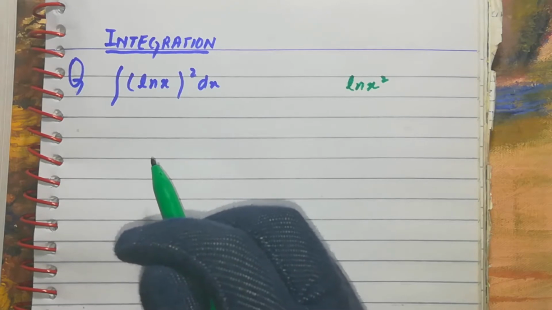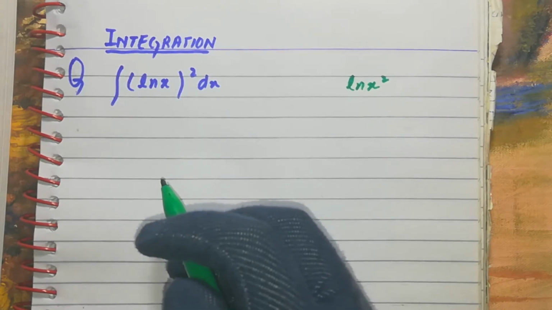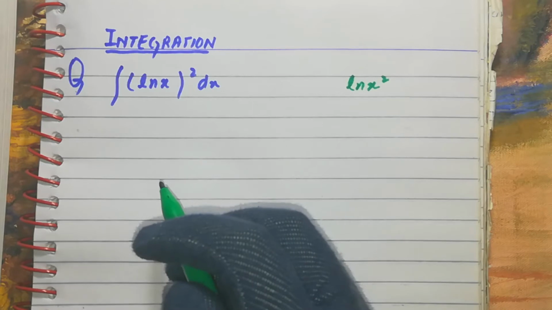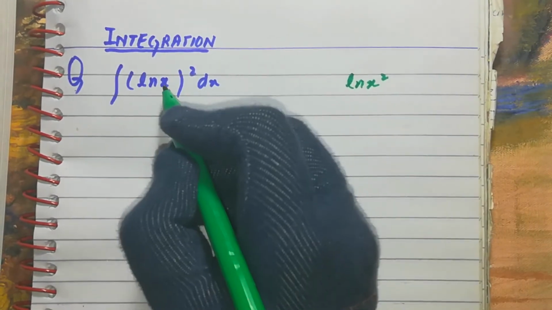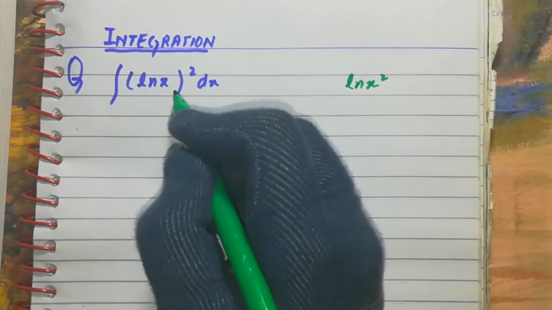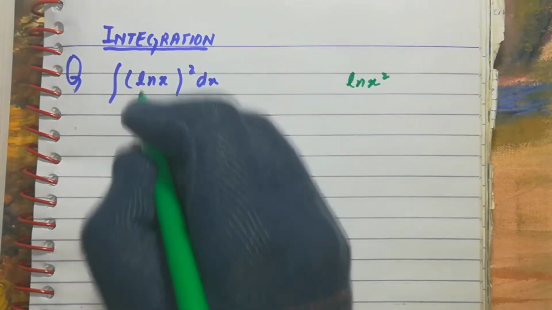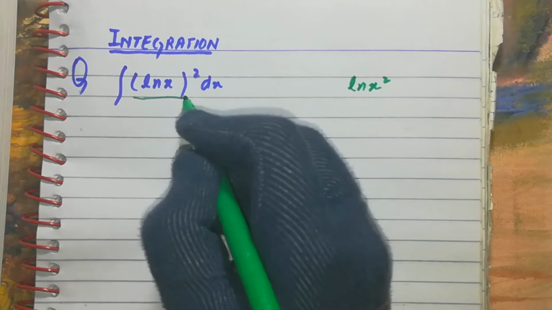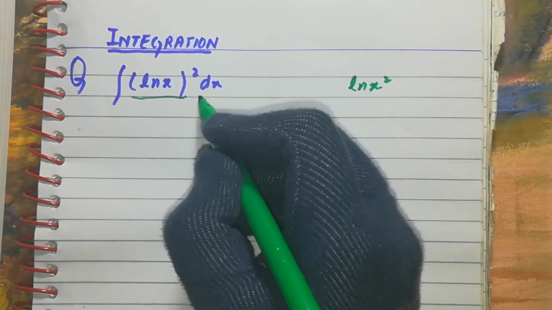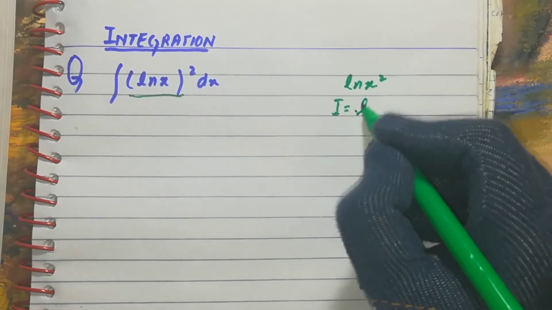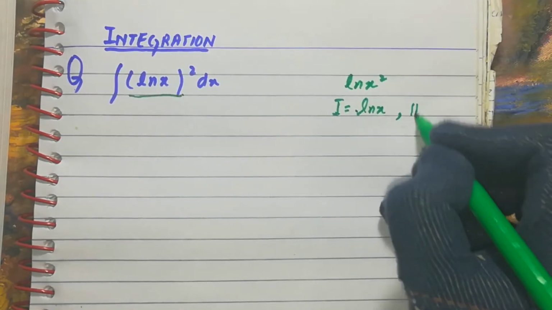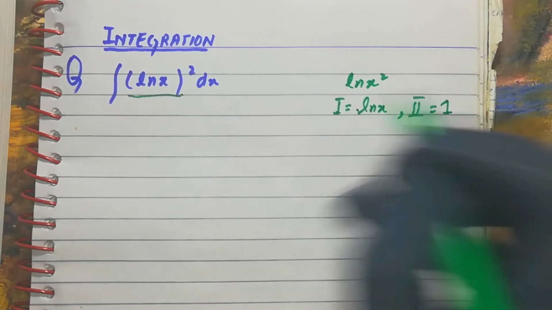So, let's start our integration. Integration of (natural log x) squared: as is seen, we are using integration by parts here. There are no two separate functions, so we will suppose the second function to be 1. So the first function will be (natural log of x) whole squared and the second function will be 1.